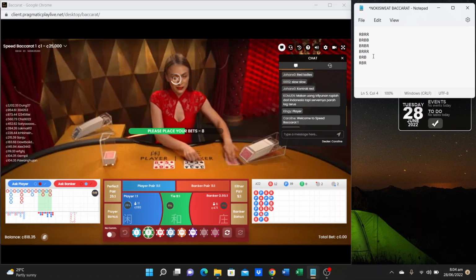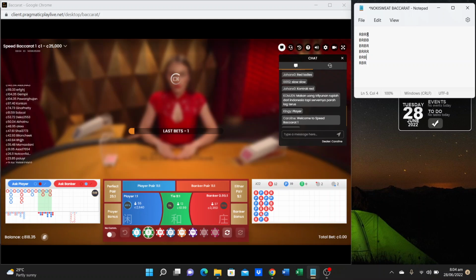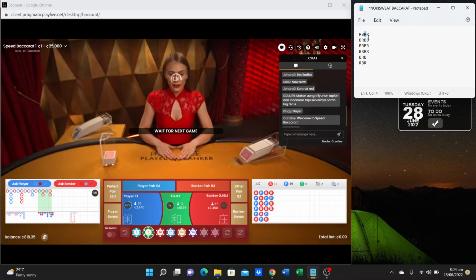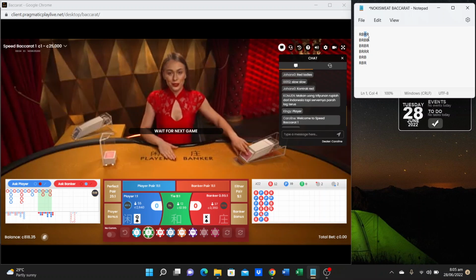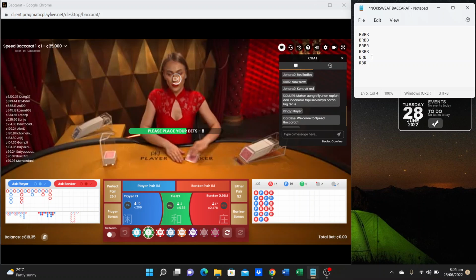So for this section, we'll start from the top. And so we start with red, blue, blue, red, blue, blue, blue, red, blue, and then we wait for the last one. So this outcome was red. Let's key that one in.